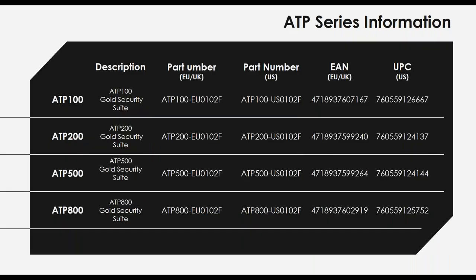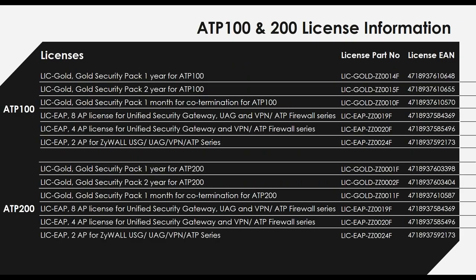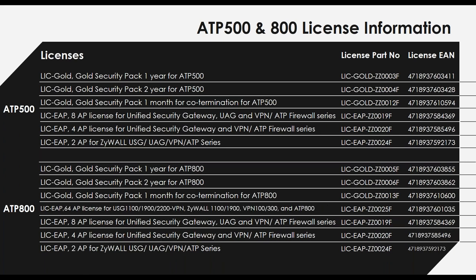These are the part numbers for the particular series and which one is which. So obviously you've got part numbers within the EU and the UK, US, and obviously not particularly relevant, but just in case this webinar is seen outside of the EU, these numbers are on there. But you can see the 100, the 200, the 500, and the 800. Then we've got the licensing information for each particular model, because the part number is different for each individual model, and the number of years and the number of access points and so on and so forth that you wish to support. That's on these two slides here.